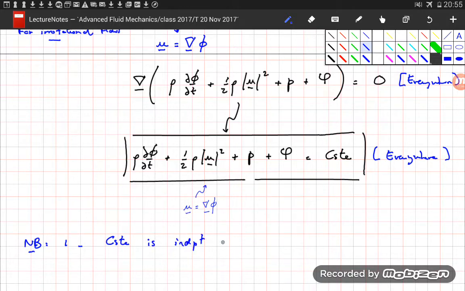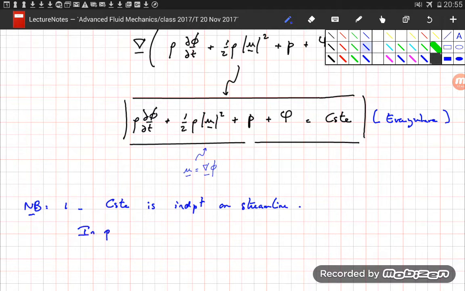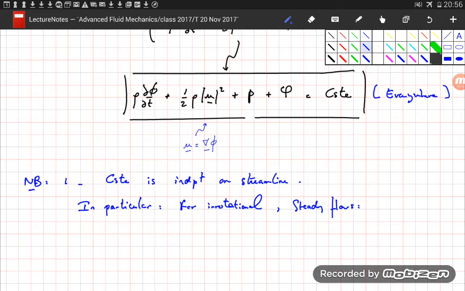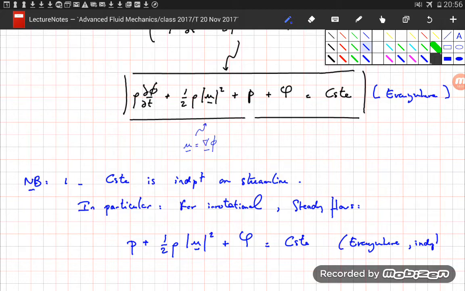Constant is independent of streamline. So in particular, if the flow is irrotational, and if it is not only irrotational but also steady, for irrotational and steady flows, when the flow is steady, that means that d phi dt is equal to 0, and therefore we have that p plus 1/2 rho u squared plus phi is equal to a constant, and this constant is a constant everywhere, and again I'm going to write it is independent of the streamline.